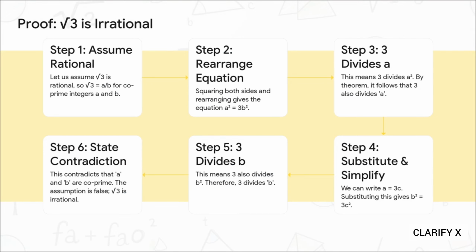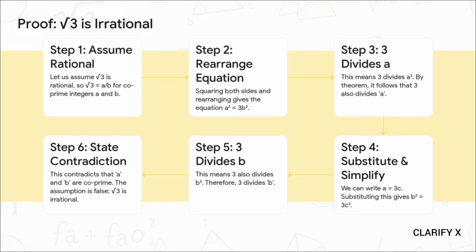Okay, let's break this down. The slide lays out the whole logical chain. Look really closely at step 1. We start out by assuming root 3 is rational, meaning it can be written as a over b, where a and b are co-prime. Co-prime just means they don't share any common factors. Got it? But then, as we go through the steps, we prove that 3 divides a, and then we prove that 3 also divides b. Wait a minute, that means a and b do have a common factor, the number 3. This completely contradicts our starting assumption that they were co-prime. See? That's the contradiction. It means our assumption was wrong all along, and therefore root 3 has to be irrational.